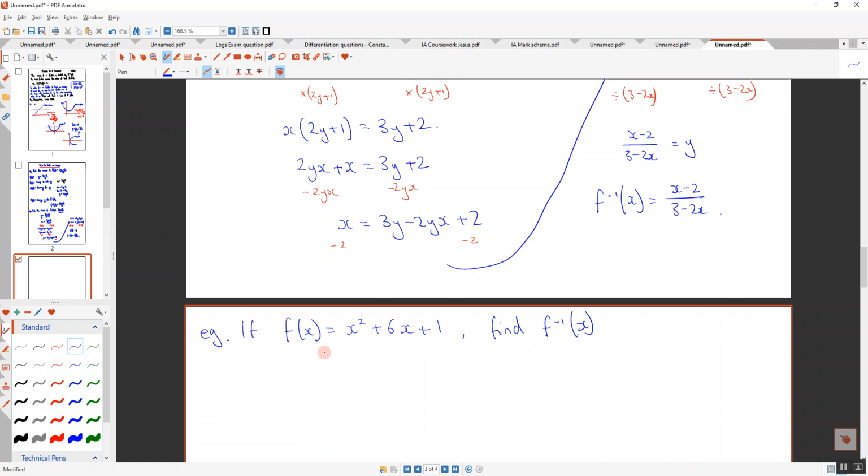And I'm also going to say for this function, I'm going to give it a domain. I'm going to say that x is greater than or equal to, where am I? Thinking.